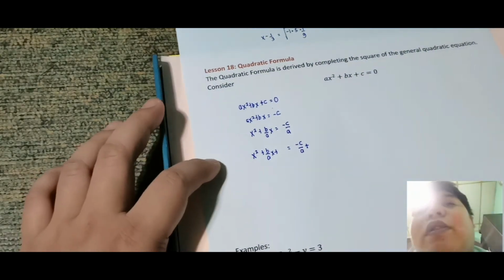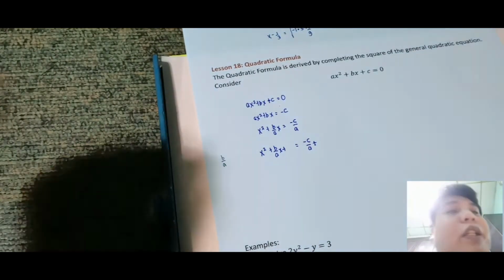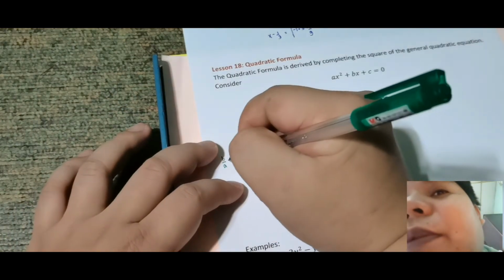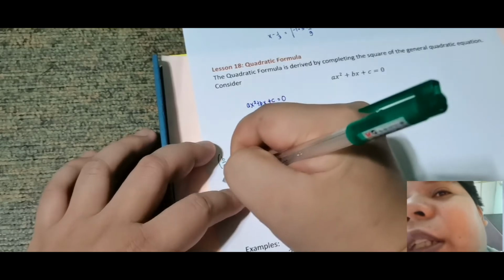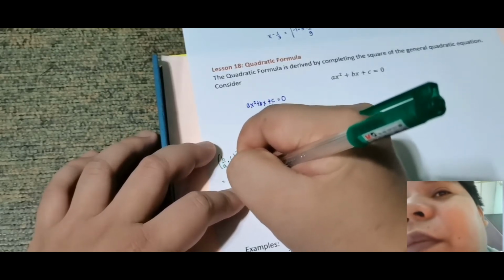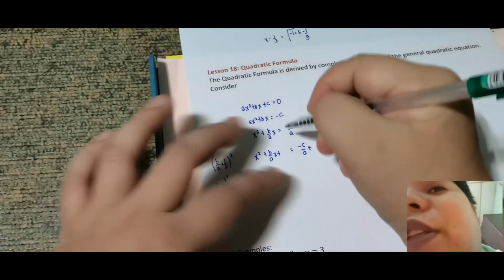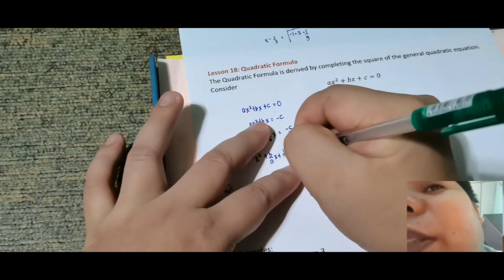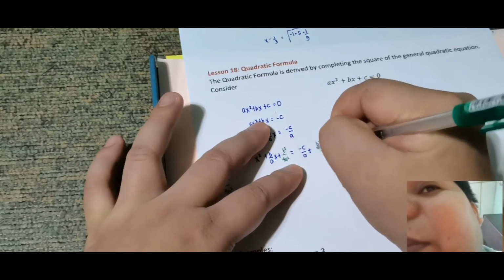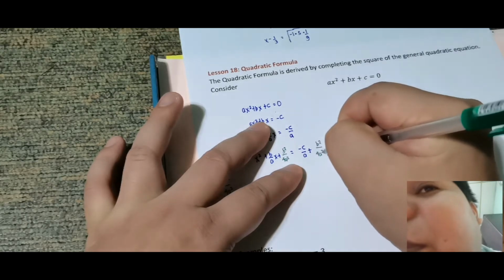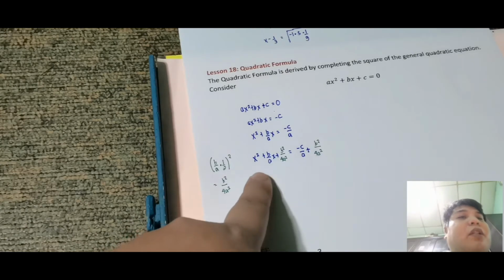So write ko na lang dito. Ang gagawin kay b over a, kasi positive b over a siya, hindi siya negative, i-multiply ko by 1/2. Then i-square ko. So obviously ang result dito is b squared over 4a squared. Okay, so meaning mag-a-add ako dito ng b squared over 4a squared plus b squared over 4a squared.